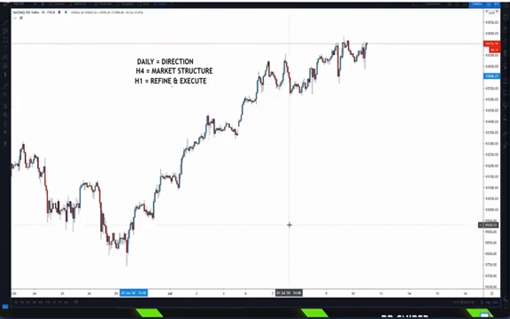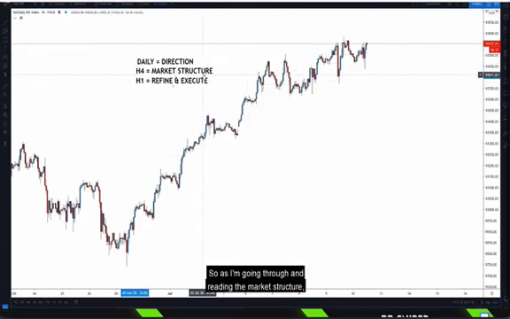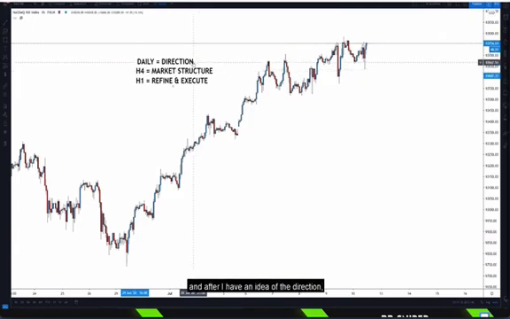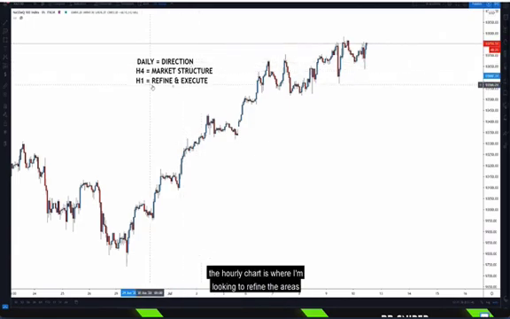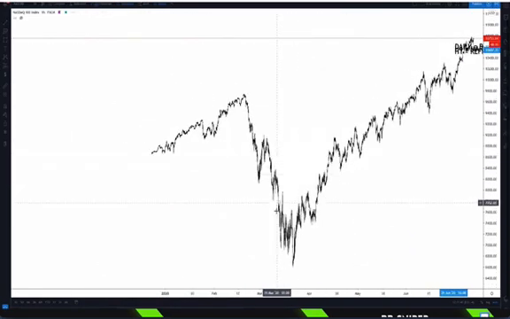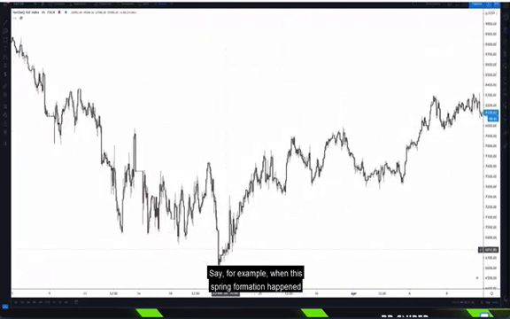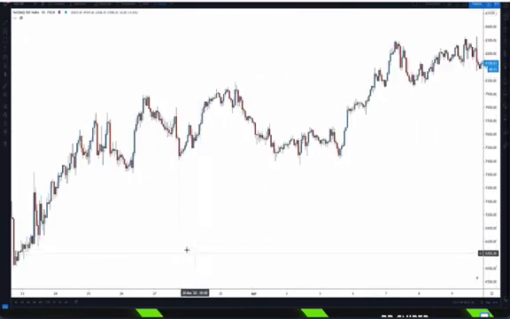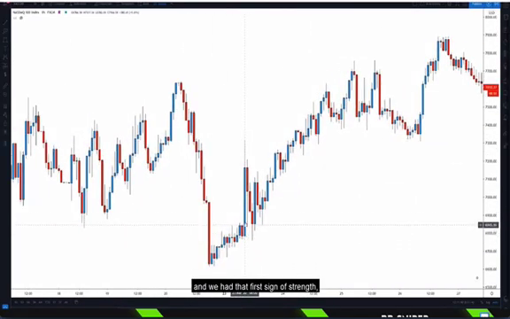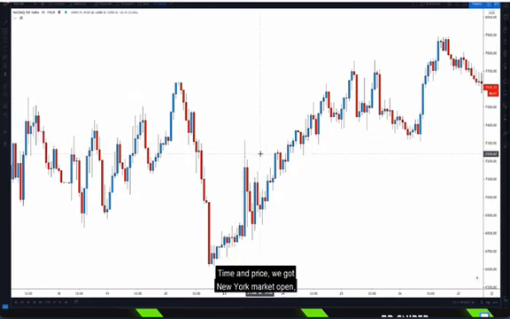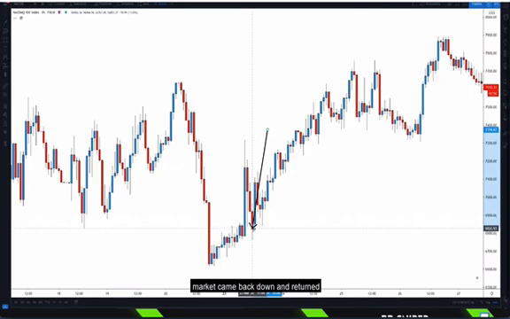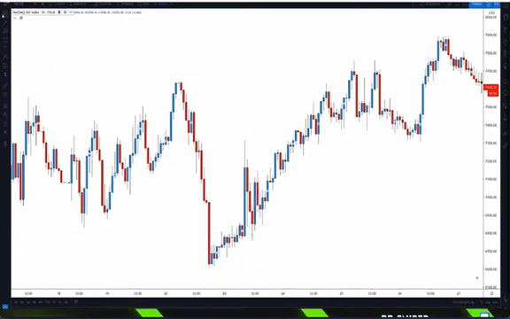and execute. So as I'm going through and reading the market structure, and after I have an idea of the direction, the hourly chart is where I'm looking to refine the areas that I'm looking at. Say, for example, when this spring formation happened, and we had that first sign of strength, a really strong bullish candlestick. Time and price, we got New York market open, market came back down and returned to where that move started.